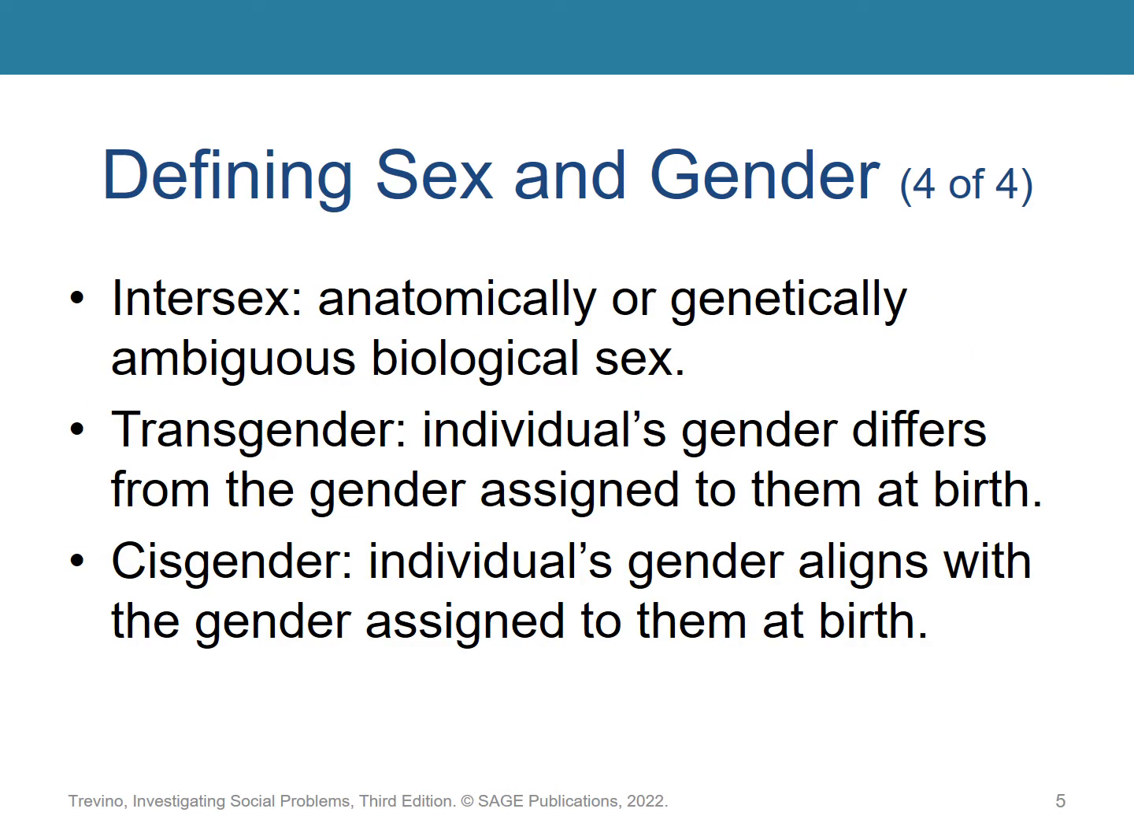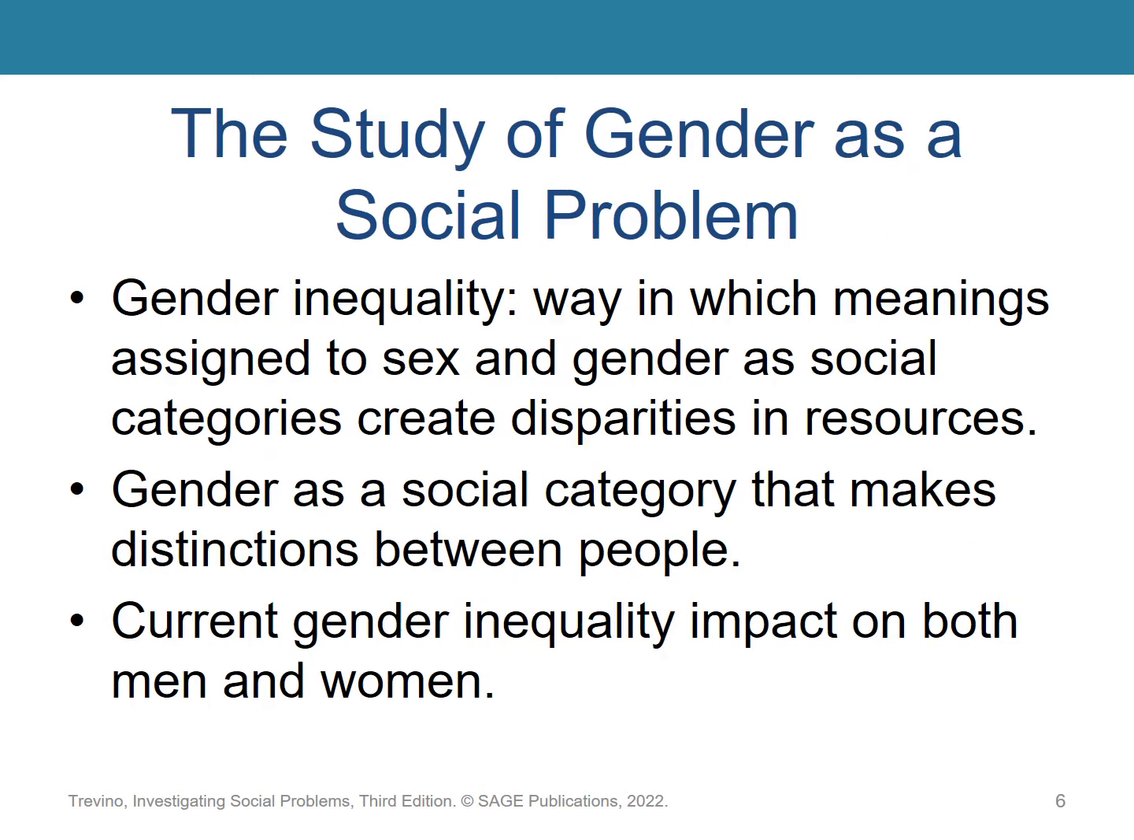Intersex is anatomically or genetically ambiguous biological sex. Then you have transgender individuals, whose gender differs from the gender assigned to them at birth. And you have cisgender individuals, whose gender aligns with the gender assigned to them at birth.